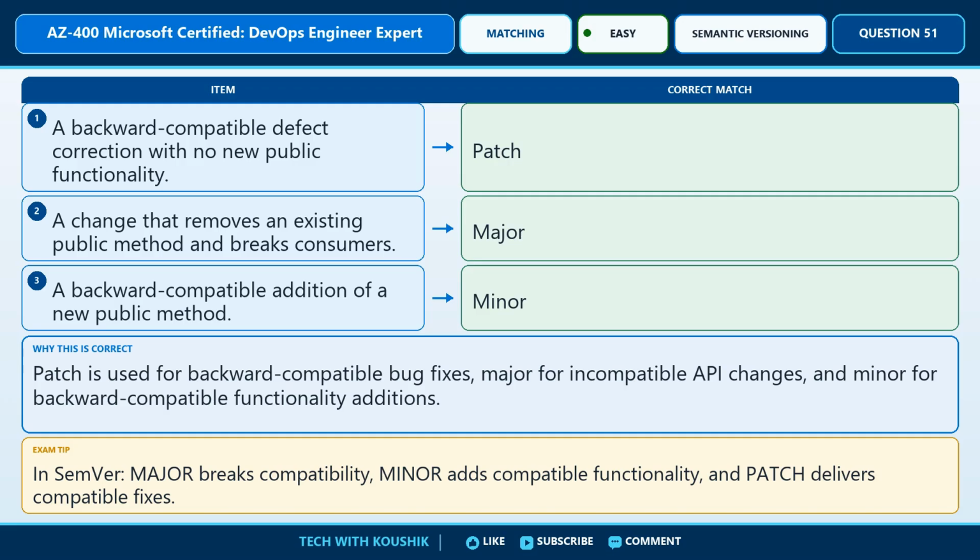Here's why. Patch is used for backward-compatible bug fixes, major for incompatible API changes, and minor for backward-compatible functionality additions. Exam tip. In SemVer, major breaks compatibility, minor adds compatible functionality, and patch delivers compatible fixes.